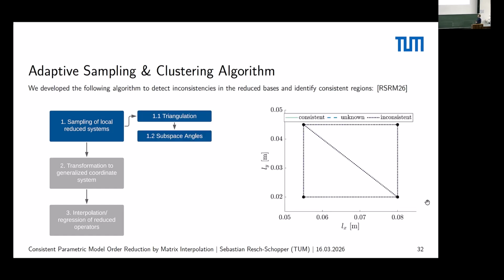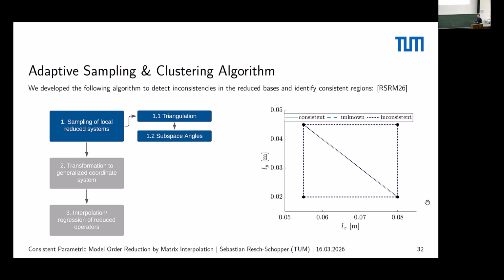So for that, we first perform a triangulation of the sample points. This is just done because we want to know which sampling points are neighboring to other sampling points, so that we can compute the relation to them, or at least the relation between the subspaces of these samples. So for each connection, so each edge in this triangulation, we compute the subspace angles, as I showed you before, and then we can give them labels.